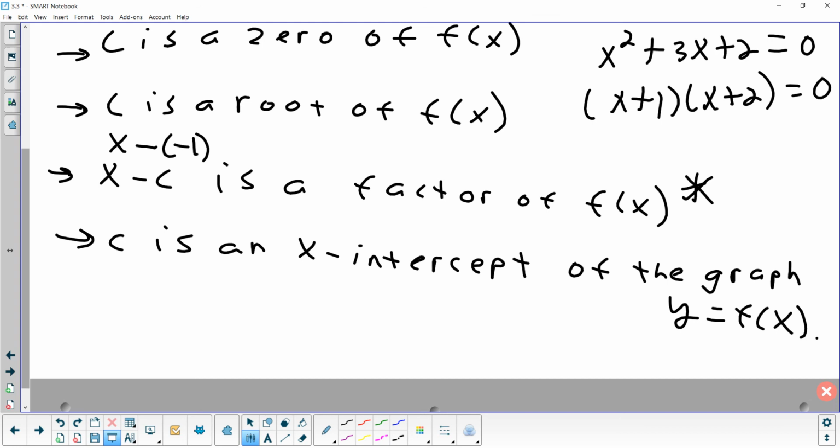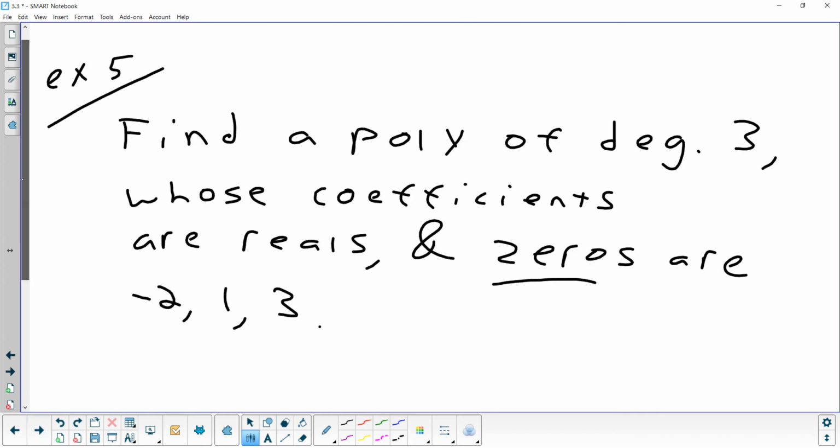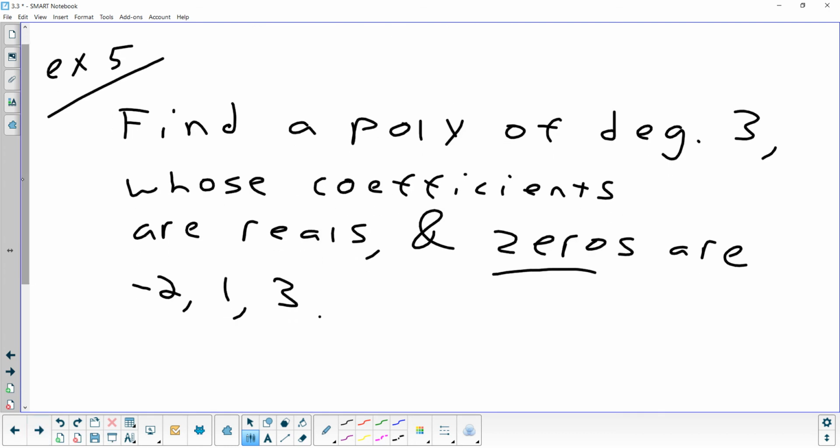All right, so let's try the last two questions. Here's the first one. I want you to come up with a polynomial that's degree 3, so a cubic, that has roots of -2, 1, and 3. So you have to work backwards and figure out a polynomial.